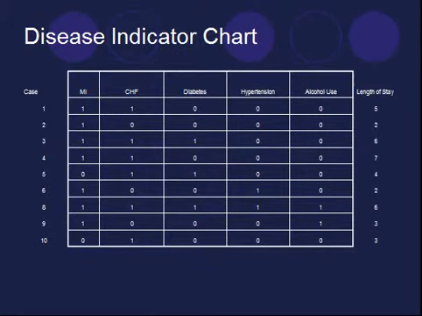This chart indicates if a patient had a disease. 1 represents a disease, while 0 indicates a lack of the illness. For instance, in case number 3, the patient did have MI, CHF, and diabetes, which are represented by the number 1.